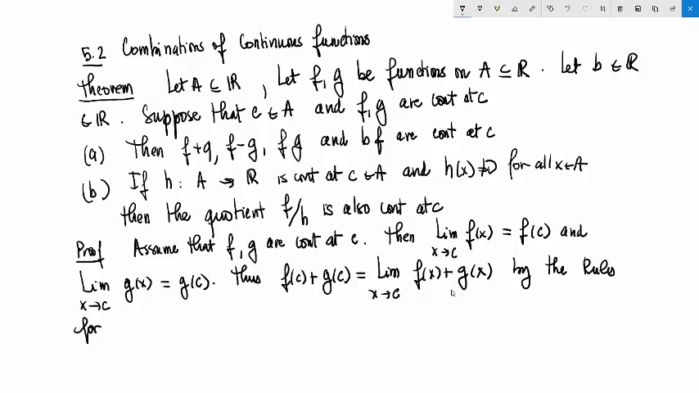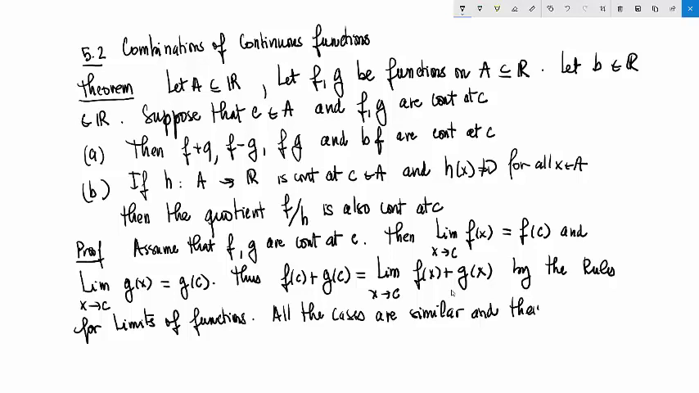for limits of functions. And again, all the other cases are similar, and their proofs are left as exercises, which is worth noting is the following.